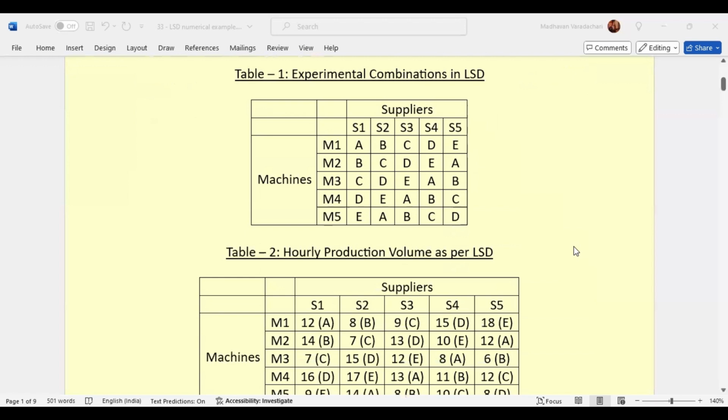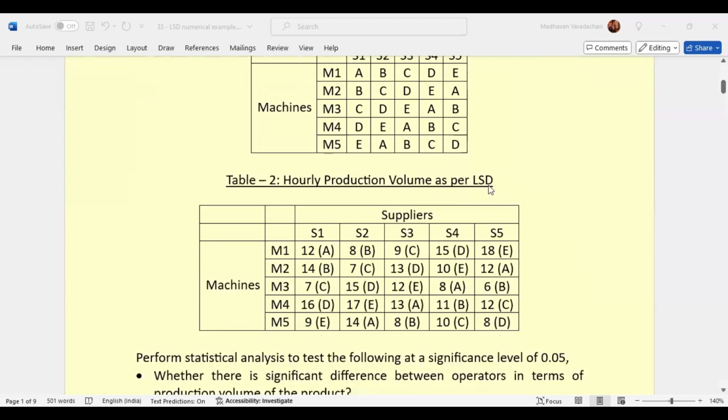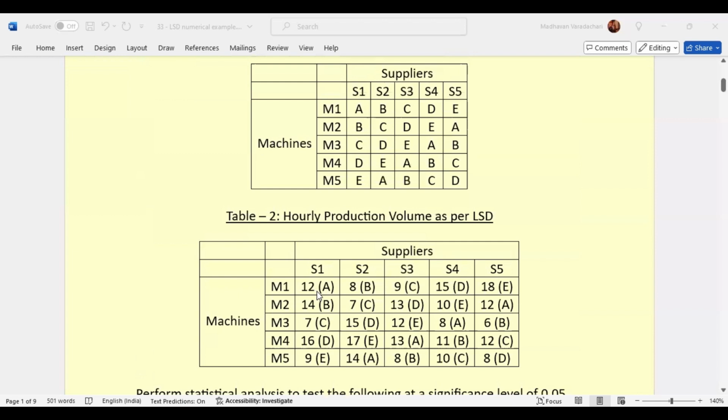Then the production volume is captured after doing the experiment in this fashion. So the production manager got these values, meaning if operator A operates on machine 1 and the material is from supplier 1, how much is the production volume? In the same way, if operator A operates machine 3 and the material is from supplier S4 raw material, then the production volume is 8. Like that, this entire data is captured.